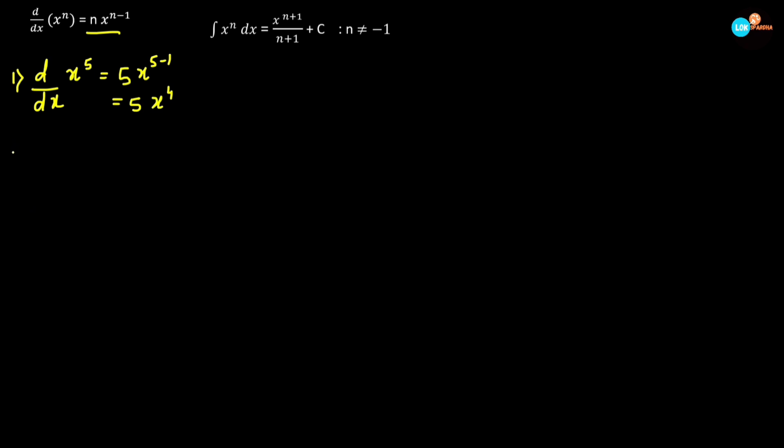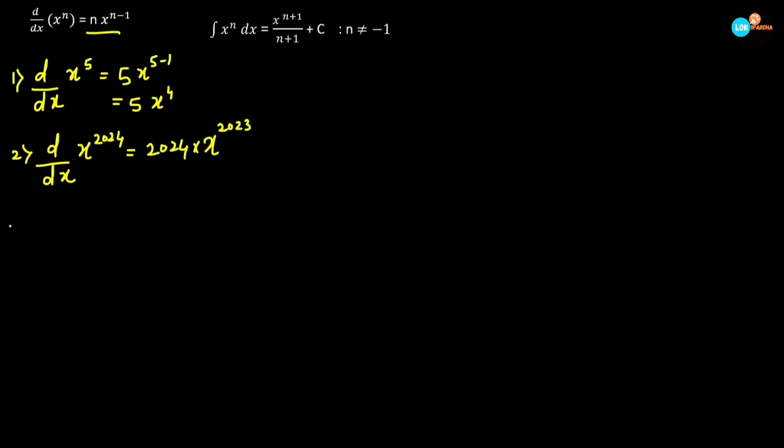Let me take the second example. Differentiation of x to the power 2024. So this is 2024, n x to the power n minus 1, so x to the power 2023.